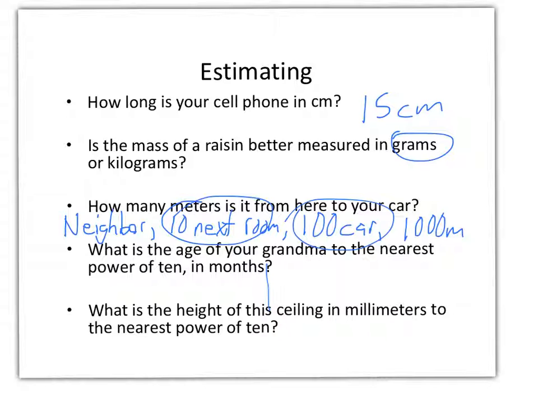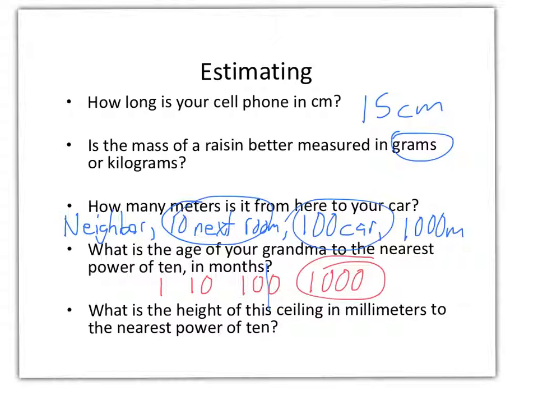How about the age of your grandma to the nearest power of 10 in months? Well, if we're looking at just powers of 10, she's obviously more than 1 month. 10 months isn't even a year. 100 months is approaching 10 years, but not quite. And 1,000 months is quite a bit longer than that. Certainly, that's going to be over 50 and under 100. So, if we're looking at powers of 10, this would be your best guess.